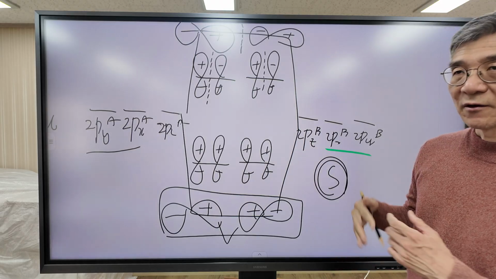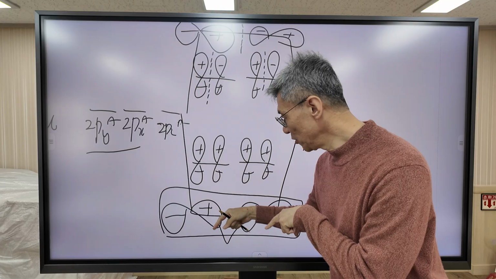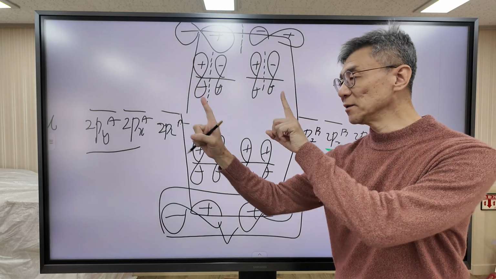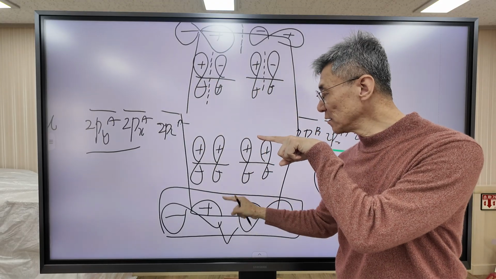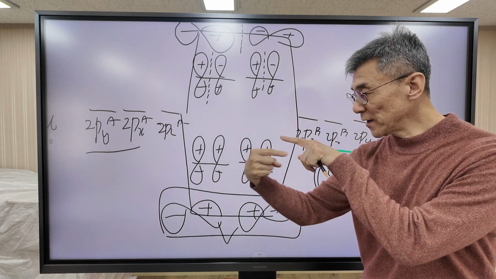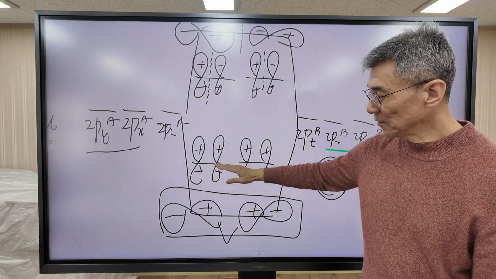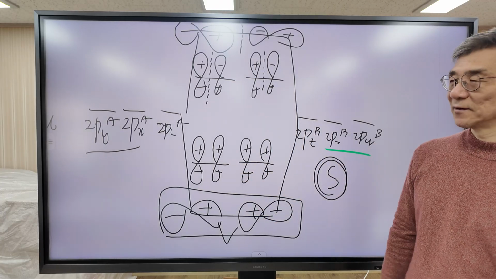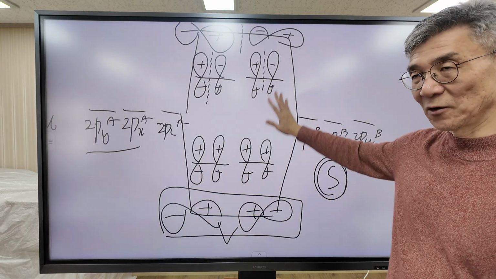The p orbital has direction. This overlap is the head-to-head overlap, right? The p orbital is in this direction. This overlap is head-to-head overlap. This overlap is face-to-face overlap, right? Head-to-head overlap is larger than the face-to-face overlap. So the bonding orbital is lower than that from the face-to-face overlap interaction. So this is lower than this one. So this is the energy level diagram constructed from the 2p orbitals.